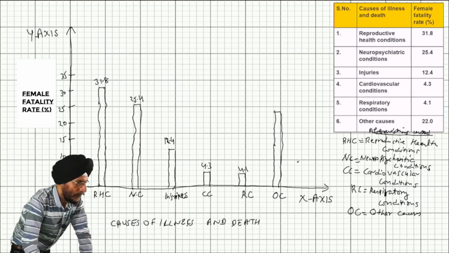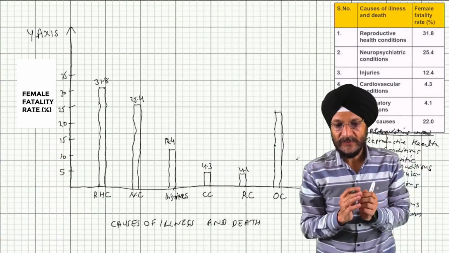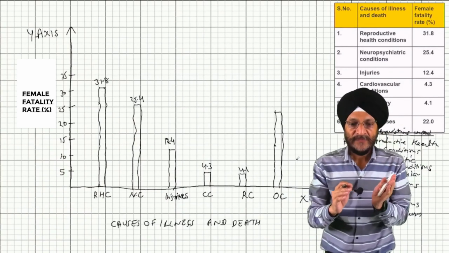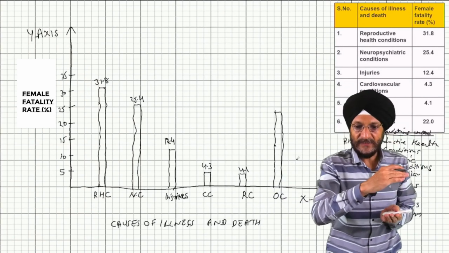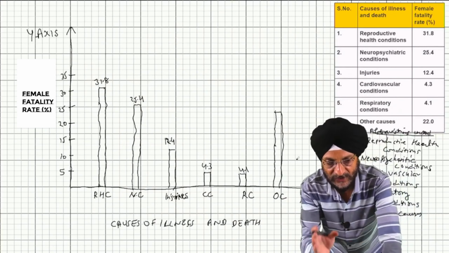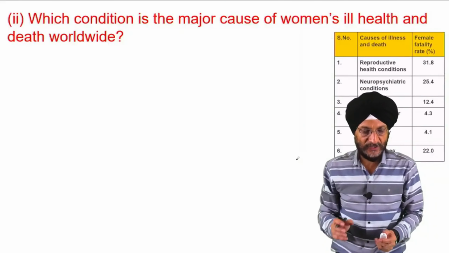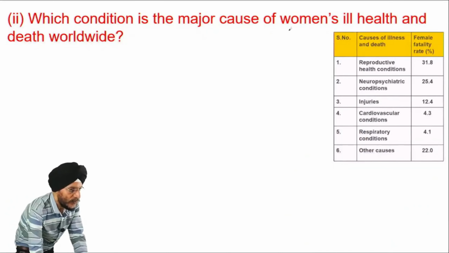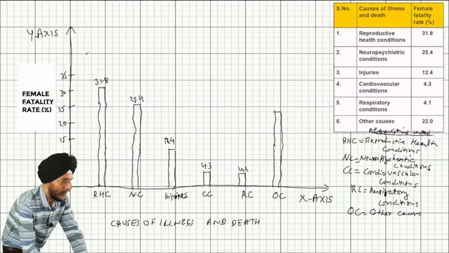So now by now you have been able to draw the information in respect of causes of illness and death on the x-axis, and the female fertility rate which is changing as per the cause of illness and death on the y-axis, and we have drawn the picture on the chart. Now we take the next point which is in the question. Which condition is the major cause of women's ill health and death worldwide? So now we refer back to the graph.